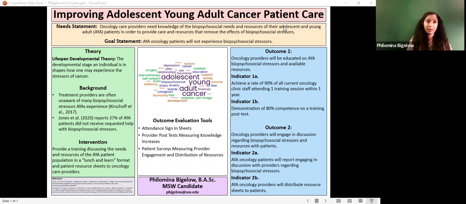This may incentivize providers to take time to attend this training so that while they are increasing their knowledge on an important topic, they're also getting to eat lunch, which sometimes they may be too busy to do due to their busy schedules.